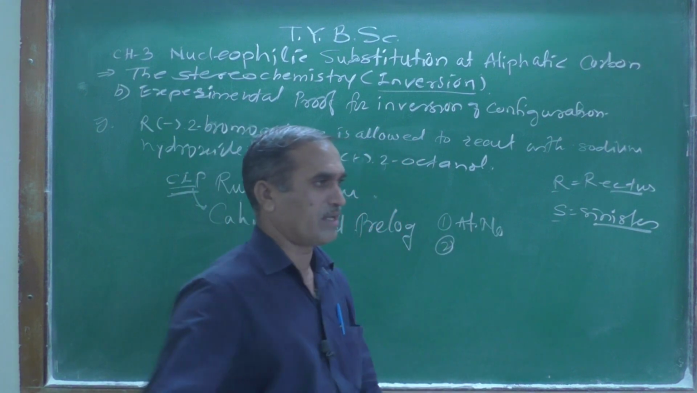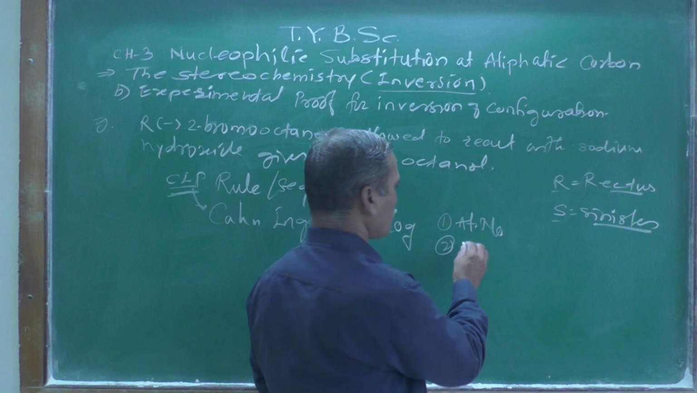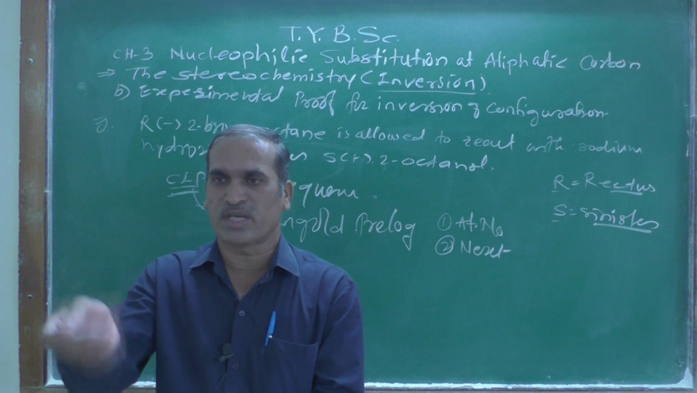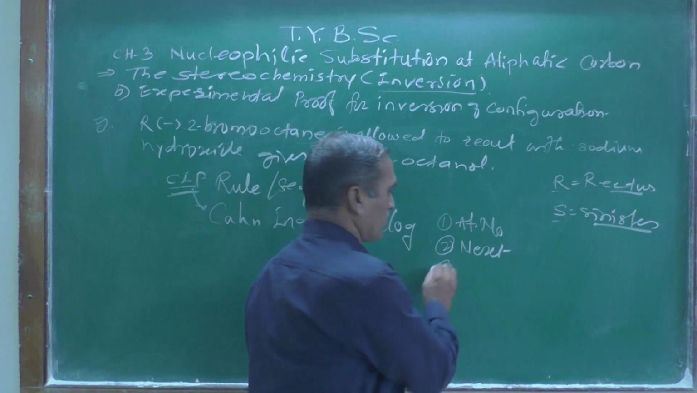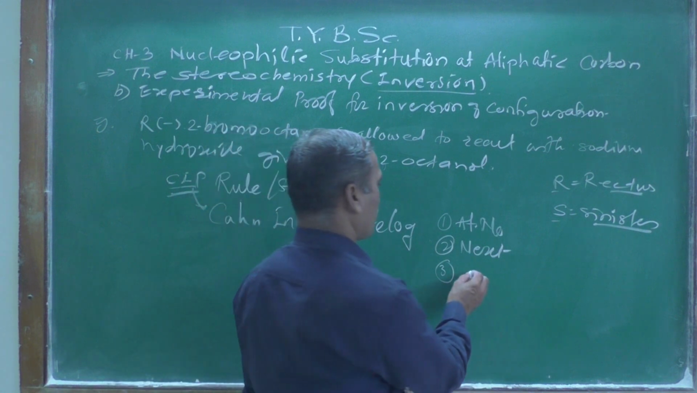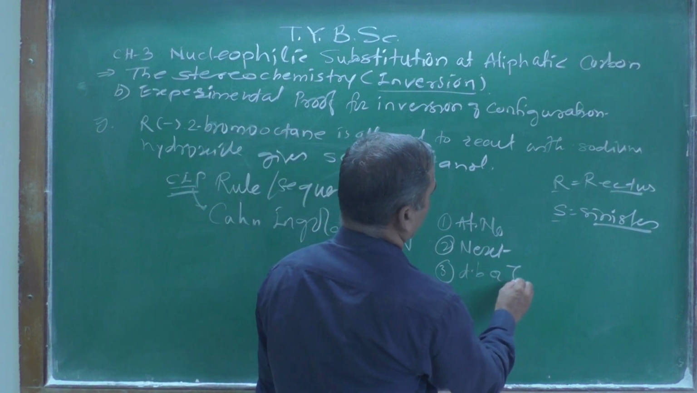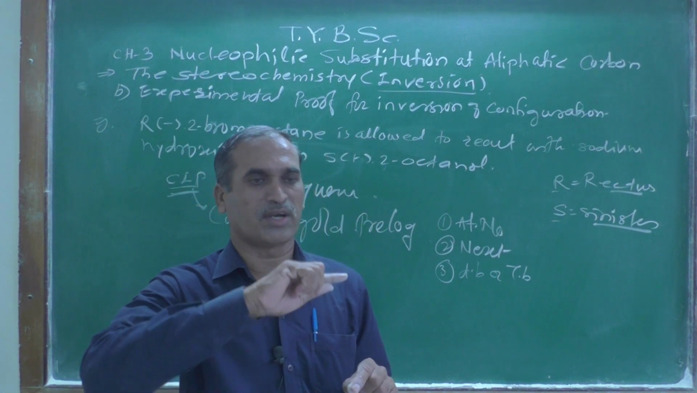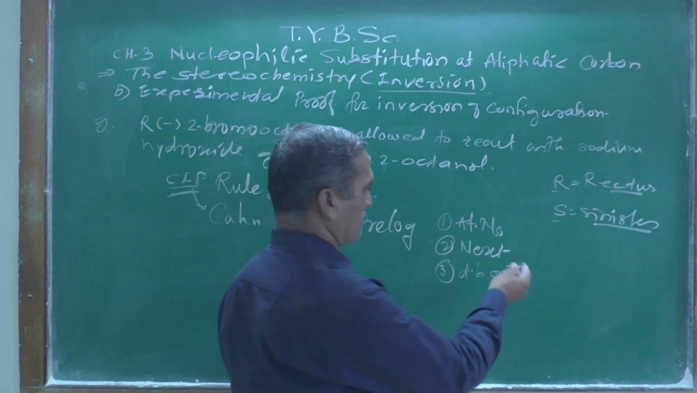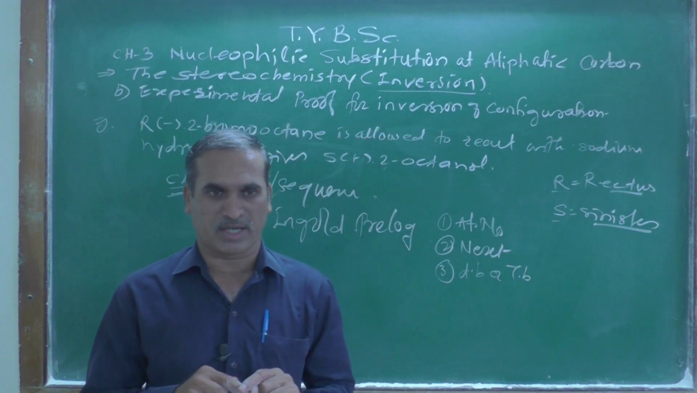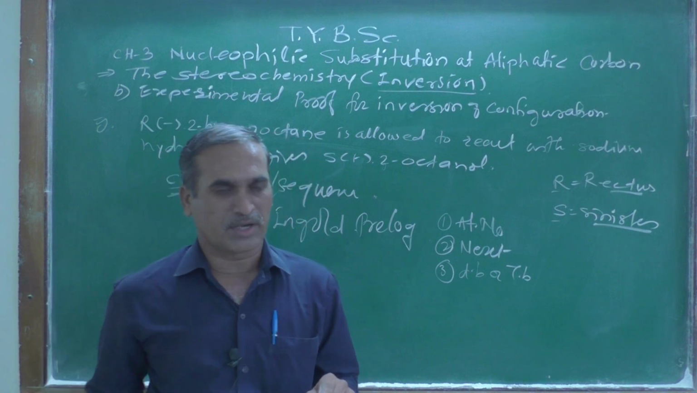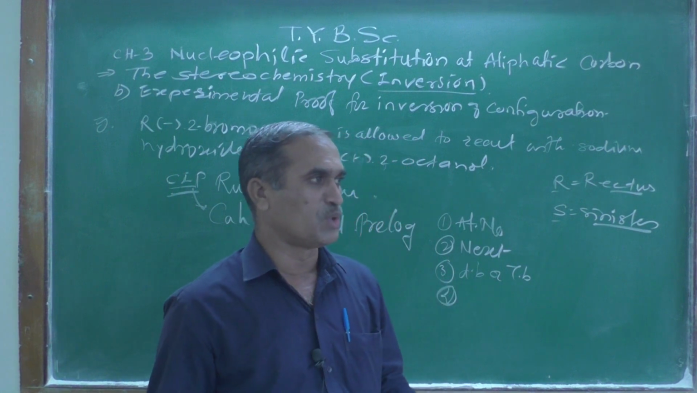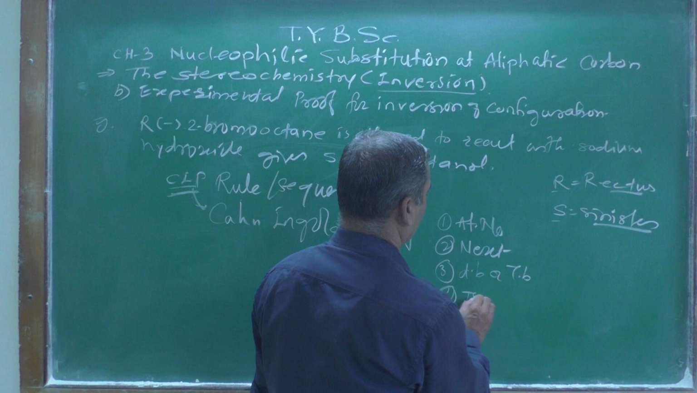The second rule depends upon the next atom. If two atoms are the same, then you think about the next atom. The third one is about the double bond or triple bond. Suppose C double bond O, then that carbon is counted as connected to two oxygen atoms. Carbon-nitrogen triple bond, then that carbon is connected with three nitrogen atoms.